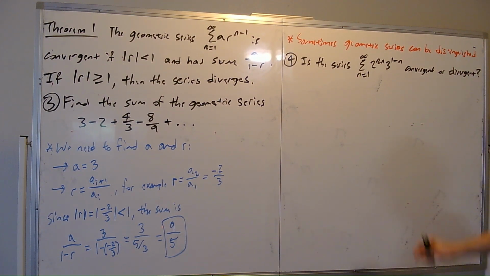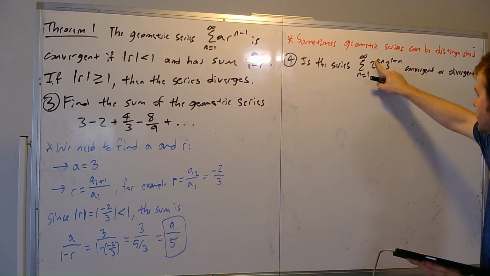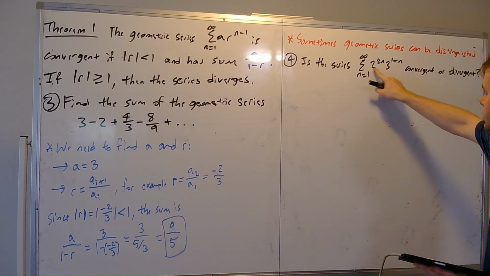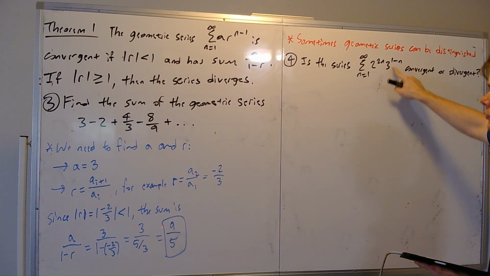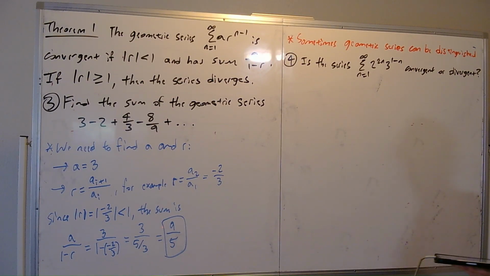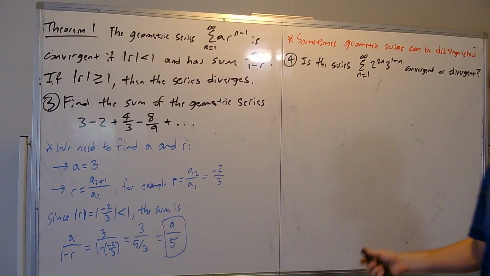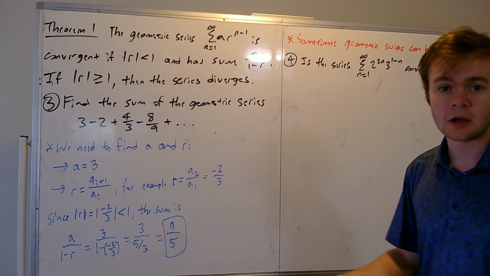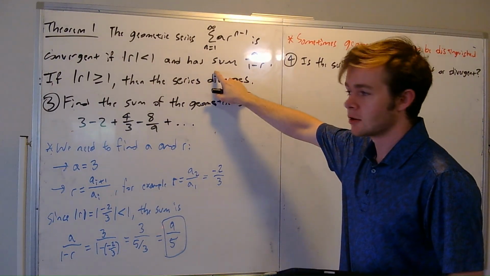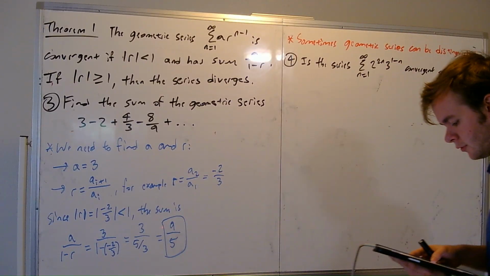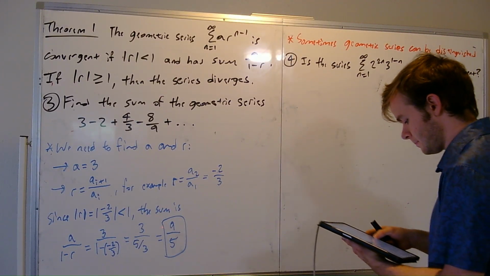Right. So a little bit hard to read here, but this is 2 to the power of 2n and 3 to the power of 1 minus n. And we're asking if the series is convergent or divergent. So if it is actually a geometric series, that would actually be very useful information because we can just use the theorem. So that's what we've got to figure out.